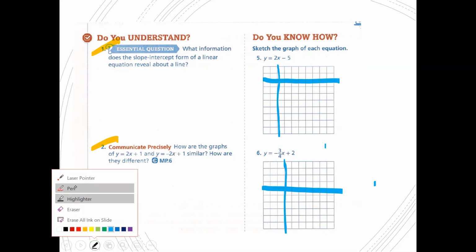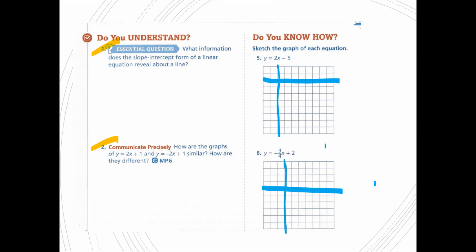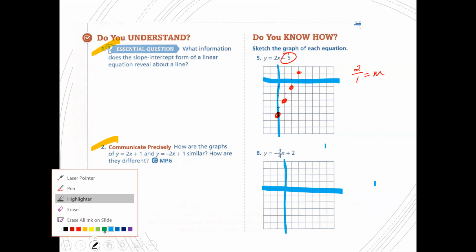Okay, so let's start off with example 5. Example 5 starts at negative 5. 1, 2, 3, 4, 5. And notice how I left a little bit of space on top so I can draw my slope, which is 2 over 1. Up 2, over 1, up 2, over 1. And then you're just going to go ahead and connect the dots.